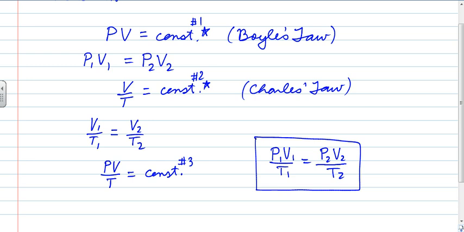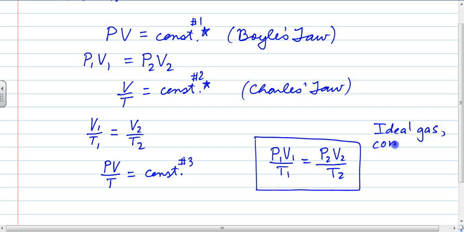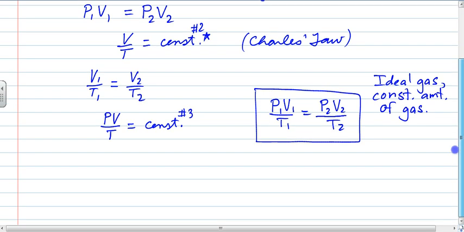equation to use if we're talking about a situation where there's an ideal gas and we have a constant amount of gas. So in other words, no gas is entering or leaving the system. So that's pretty useful. But it becomes even more useful if we extend it to situations where the amount of gas changes. Now in order to do this, we need to write a slightly different equation.